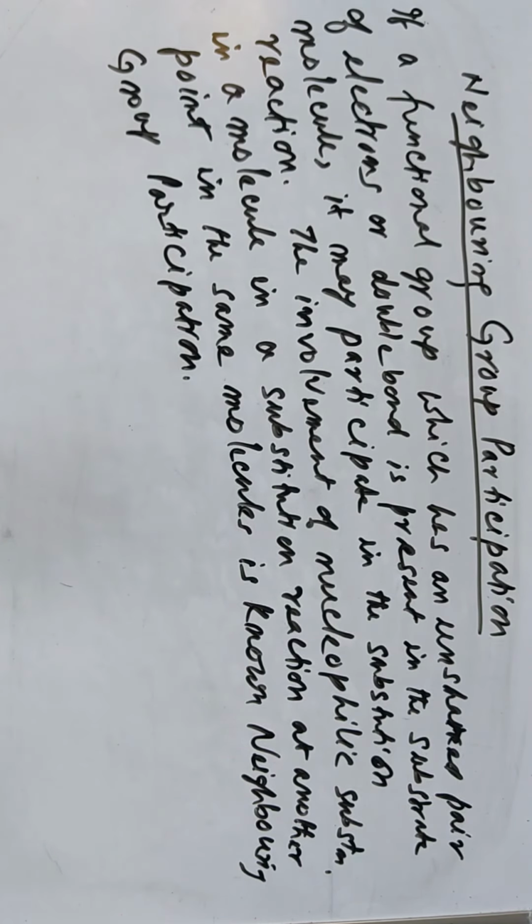So the substitution reaction takes place in the same molecule, having a nucleophile in the molecule. For example, I'll write down, repeating again: if a functional group which has an unshared pair of electrons or double bond is present in the substrate molecule, it may participate in the substitution reactions. The involvement of nucleophilic substitution in a molecule at another point in the same molecule is known as neighboring group participation. So I'll write down how it takes place.